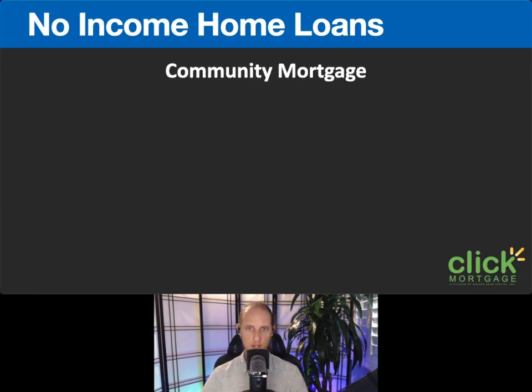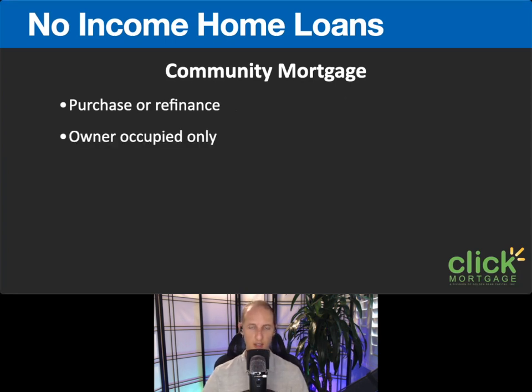Next up, the community mortgage. This is similar but different. It's for owner occupied only. So it can be used for, again, a purchase or a refinance. This is also a no income home loan. You must live in the property. Vacation homes count, where you're committing to living in the property for 14 days out of the year.